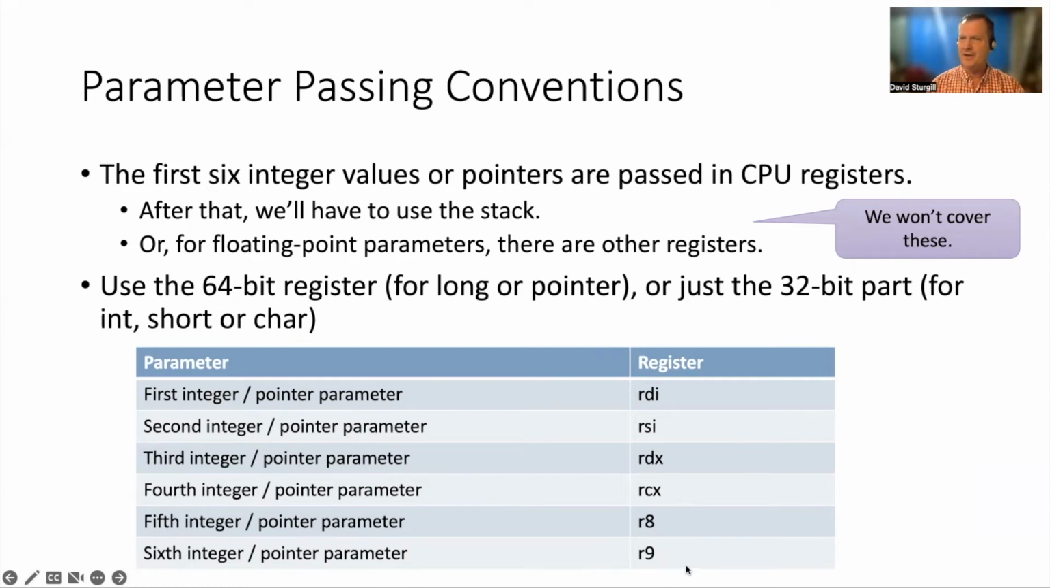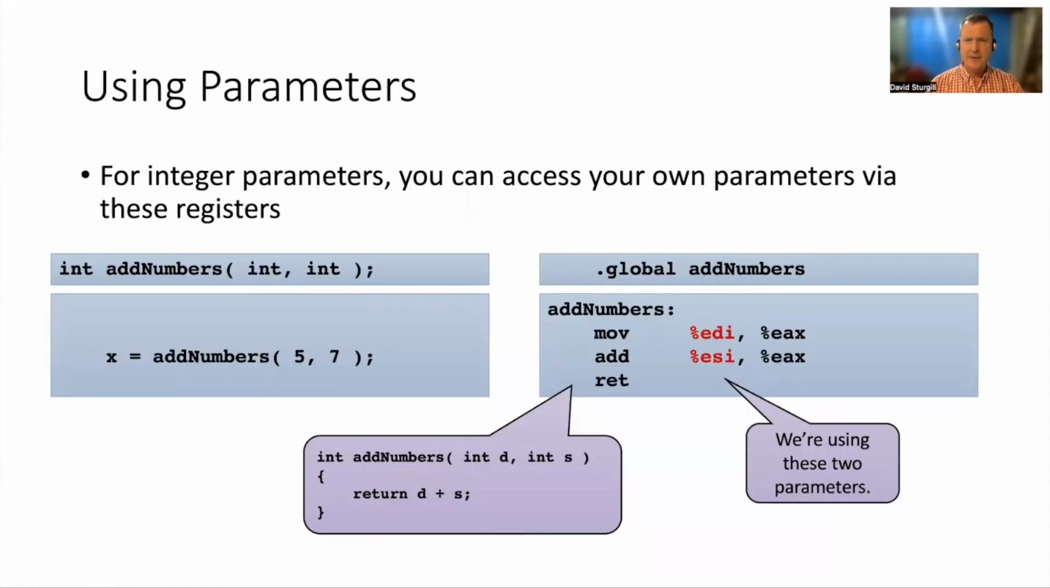R8 and R9. The current version of x86-64 has 16 registers, so they decided it made sense, at least when they were doing calling conventions in Linux, to pass up to 6 integer parameters using those registers. So if you need to pass pointers, you can use the whole register. If you need to pass a smaller value, like a 32-bit int, you can use just the low order part of that register. So that's what we're doing here.